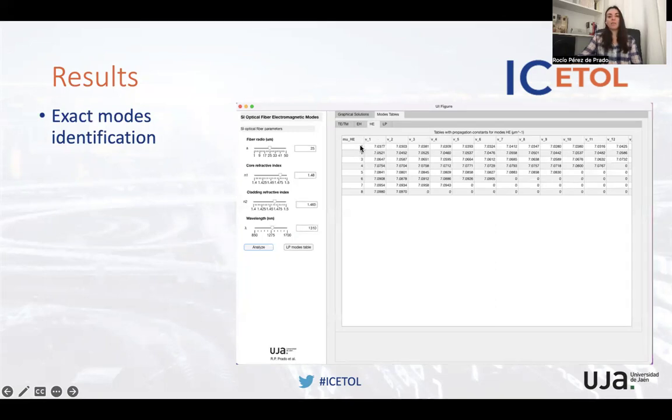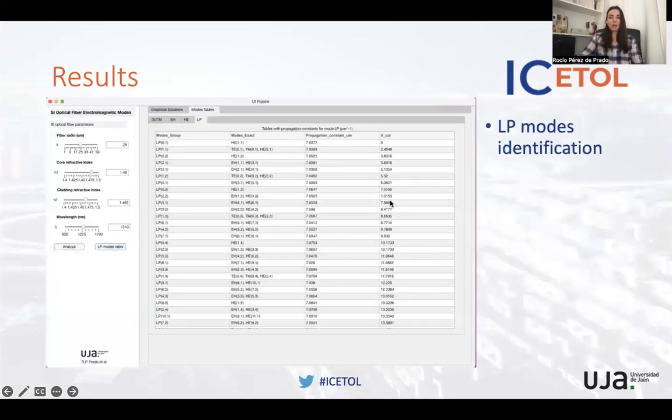Okay, we will have the different indices. B would be the first index, and M would be the second index. So we know the nomenclature of the different propagating modes, and we know the propagation constant. Okay, so this would happen for all the modes, and this is a more complex example because we are considering EH or HE modes. And finally, we'll also have the possibility to analyze the LP modes that we've seen before.